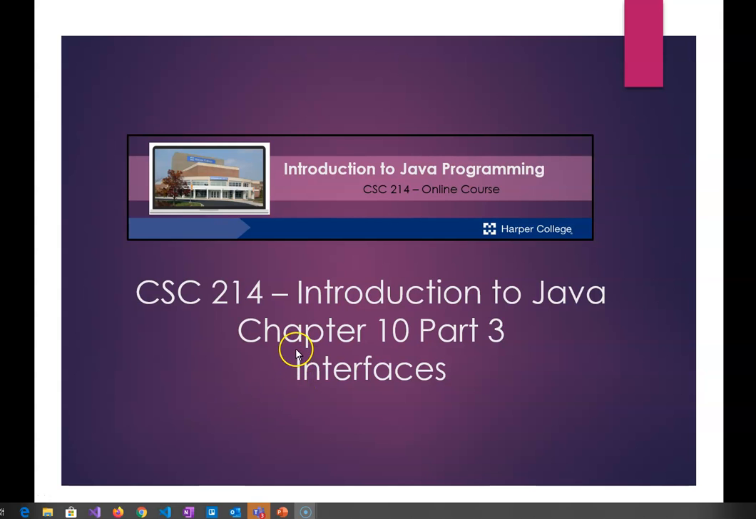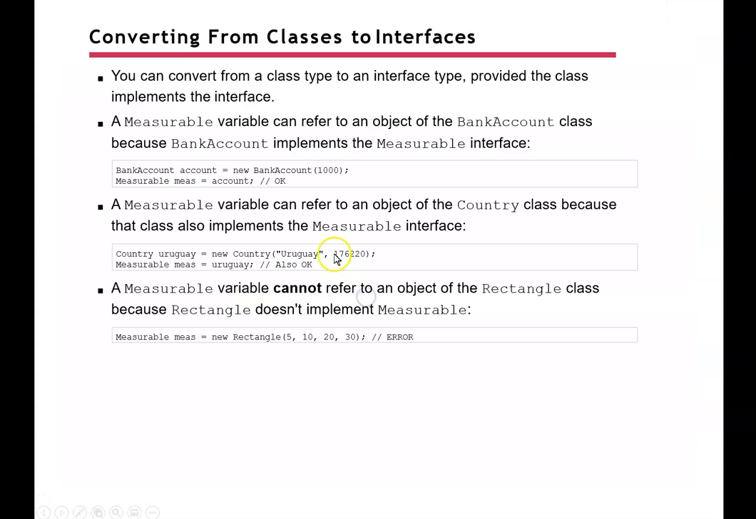Let's move on to part 3 of chapter 10. Converting from classes to interfaces. You can convert from a class type to an interface type provided the class implements the interface. A Measurable variable can refer to an object of type BankAccount because BankAccount implements the Measurable interface. A Measurable variable can refer to an object of the Country class because that also implements the Measurable interface.